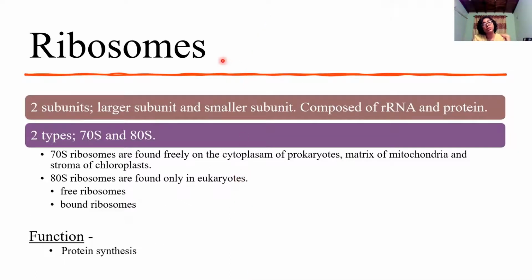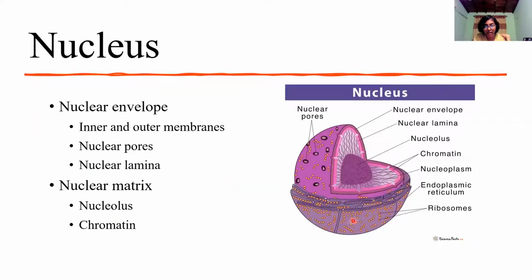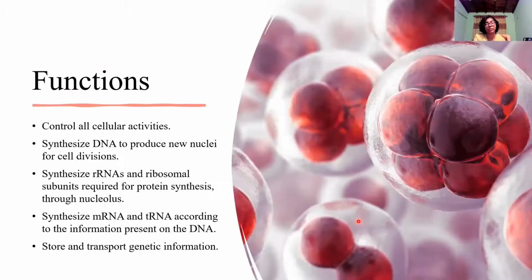Ribosomes. We have to talk about ribosomes, because if you can remember this image, these yellow colored tiny parts are actually the ribosomes. They are found on the nuclear outer membrane and also on the endoplasmic reticulum. Actually this is rough endoplasmic reticulum because it has ribosomes.